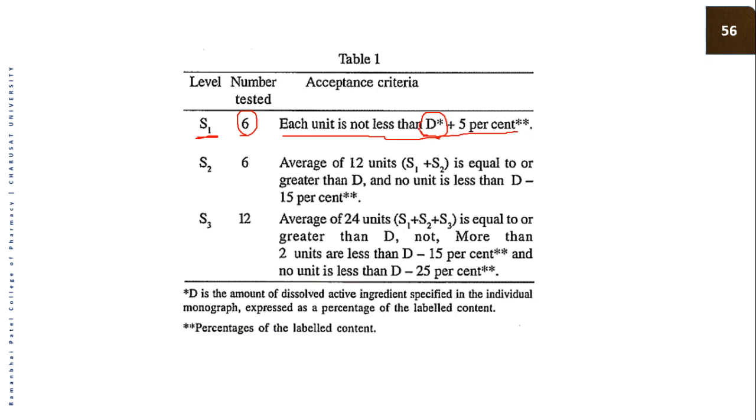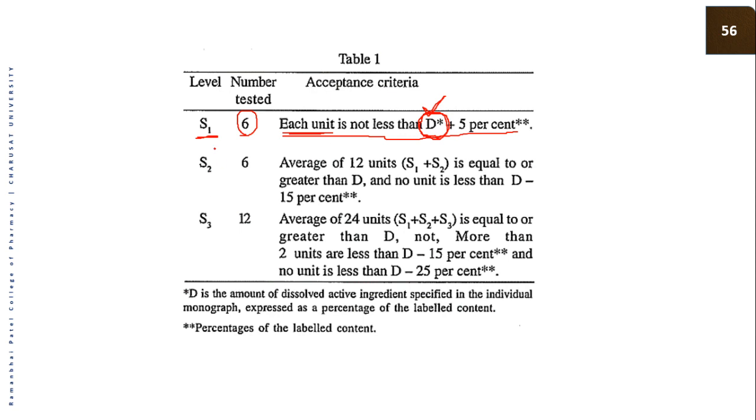So this D value is nothing but the percentage that must be dissolved within stipulated time, and this D value is specified in the individual monograph of a particular drug, but the maximum allowed variation is plus or minus 5%. But another important thing we need to note here is every unit means none of these 6 should lie outside this allowed limit. So each unit should not be less than at least 85 plus 5%, right?